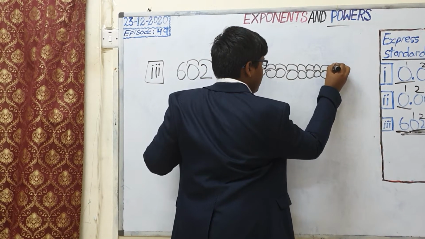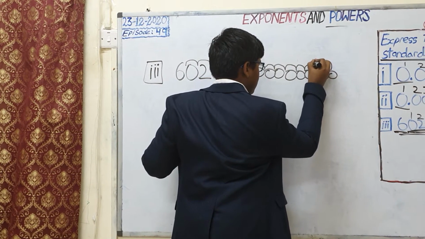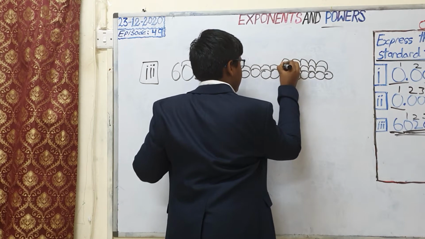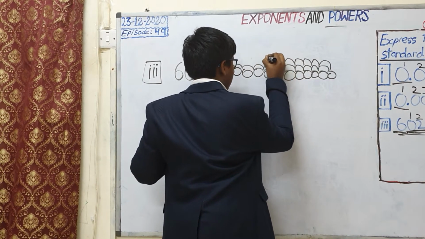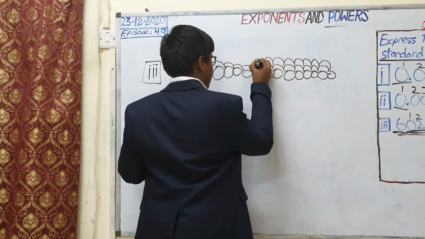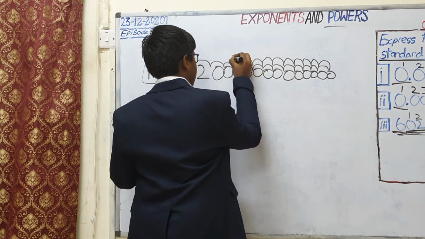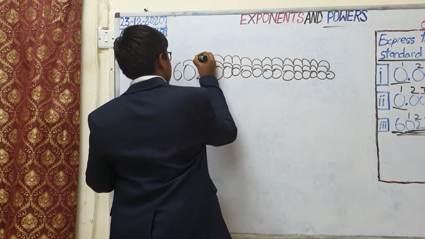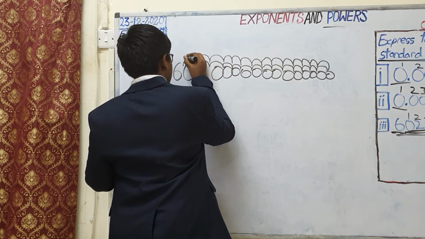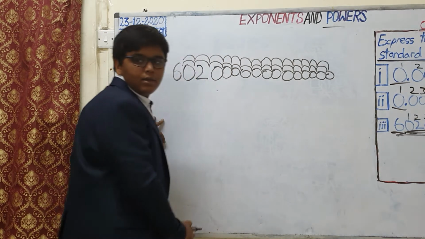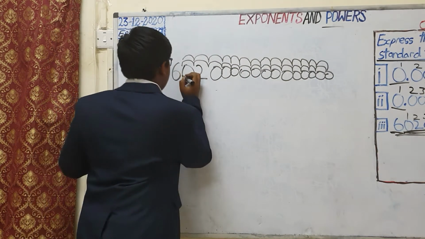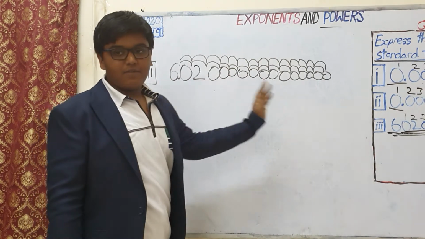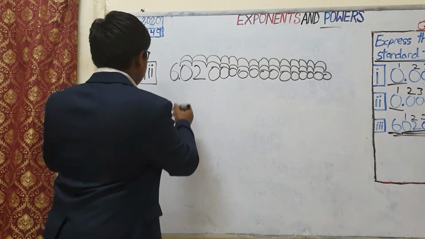So 1, 2, 3, 4, 5, 6, 7, 8, 9, 10, 11, 12, 13, 14 and 15. Now the decimal point will come here. When we cancel all these zeros, we'll get 6.02.